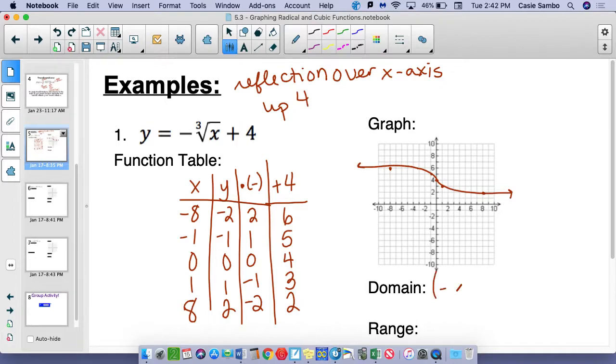Domain didn't really change because it's all real numbers, so domain and range are still going to be all real numbers. They're not going to change on our cube root functions.